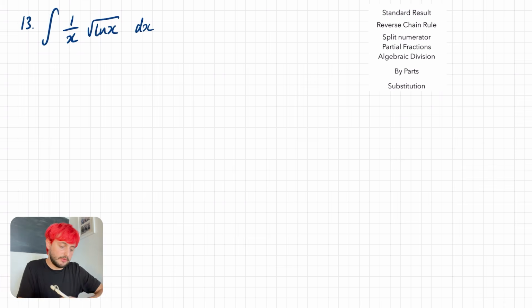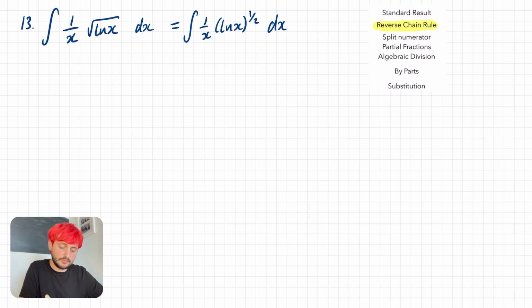Okay, 13. I'm not sure if you can remember this, but this one we said was a reverse chain rule. Probably one of the hardest ones to spot here, I think. If I rewrite this, it might be easier for us to spot why it's the reverse chain rule. So this is 1 over x, and then I'm going to put ln x in brackets with a power of half, rewriting the root as a power of half here. So we've got this function inside the square root function, and the derivative of this function is 1 over x, which makes me think I'm just going to concentrate on this ln x to the half and integrate that in the way that I would expect.